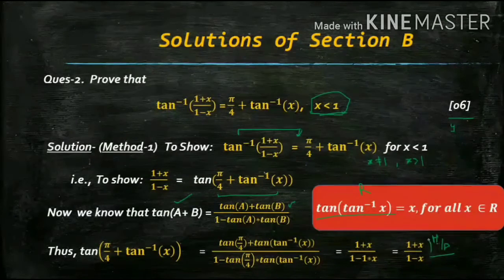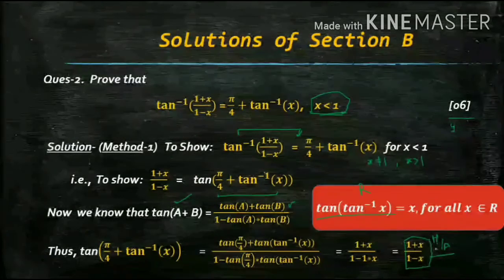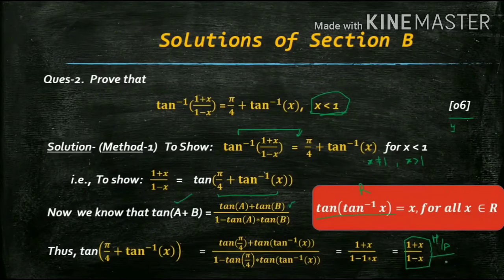Now look at this term. If x is greater than 1, then 1 plus x would be positive only, but 1 minus x would be negative. So this term would be negative, or you can say less than 0. Now look at this.